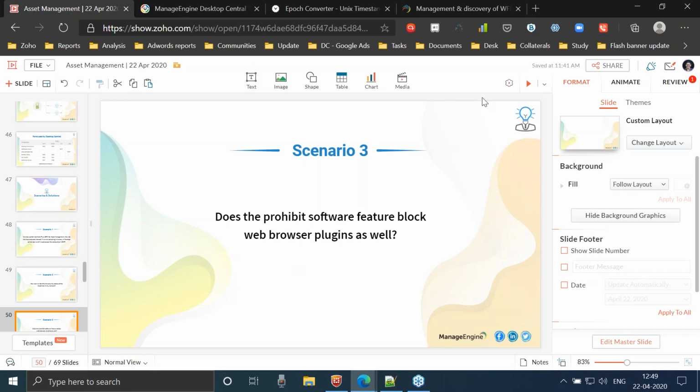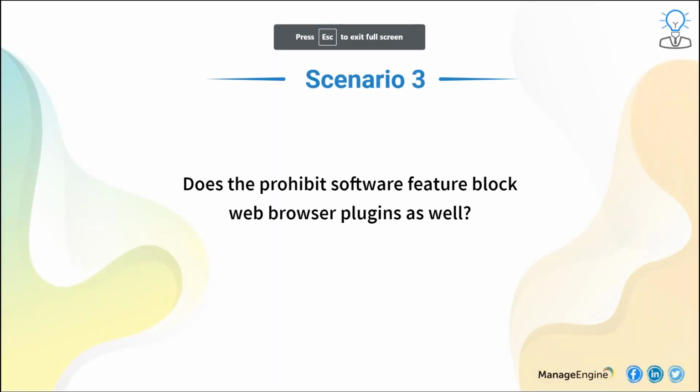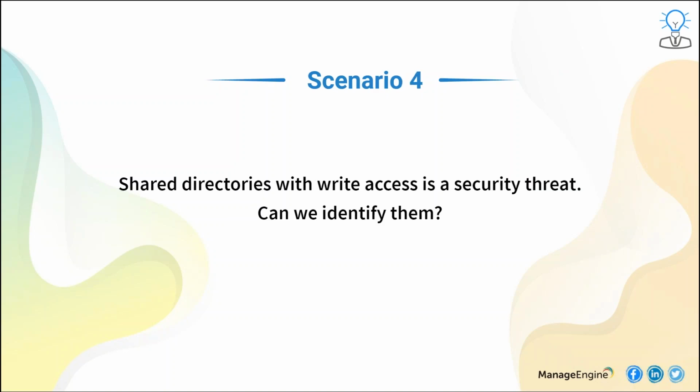Does the prohibited software feature block web browser plugins as well? Unfortunately, as of now, the prohibited software feature does not block web browser plugins. Rather, we have a standalone browser security software that will help you in achieving way more than just restricting web browser plugins. We are talking about our Browser Security Plus product. The best part is Browser Security Plus is also available as an add-on to Desktop Central.